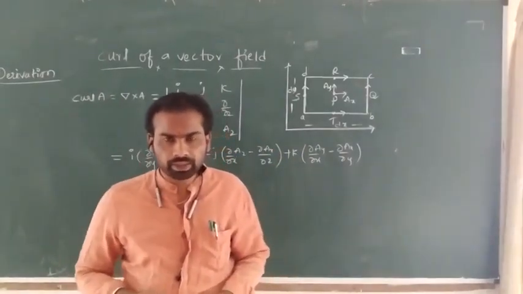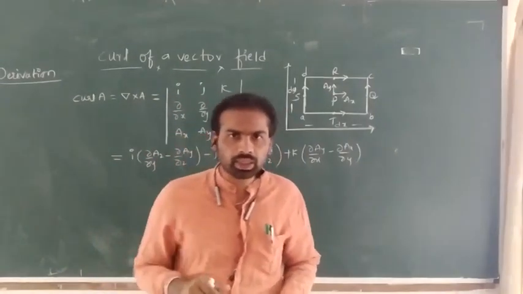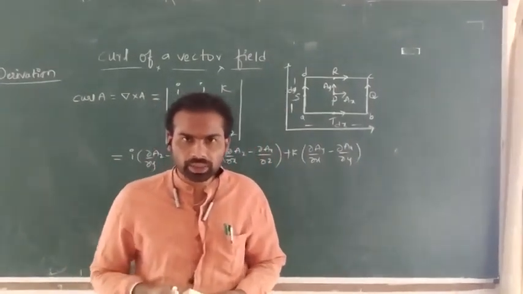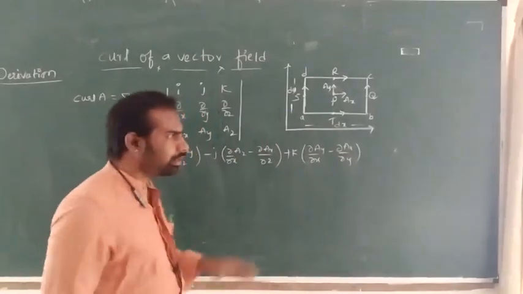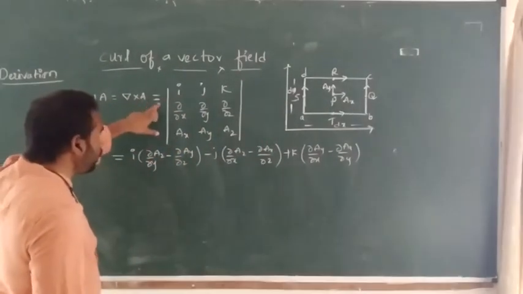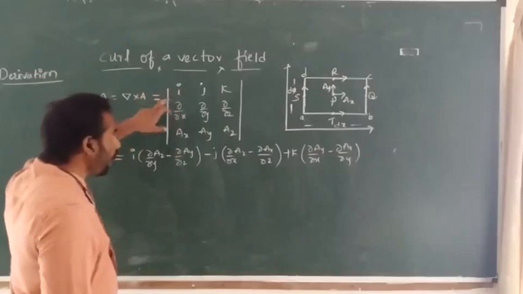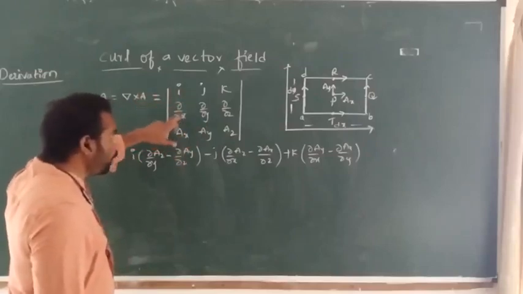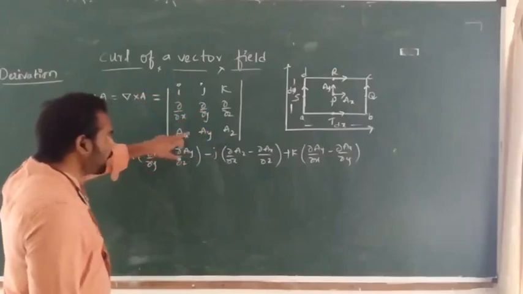In the last class, we discussed the curl of a vector field. Today, we are going to discuss the proof of the curl of a vector field. In the last class, we saw the formula curl A is equal to del cross A, which is equal to the determinant of i, j, k; dou by dou x, dou by dou y, dou by dou z; Ax, Ay, Az.